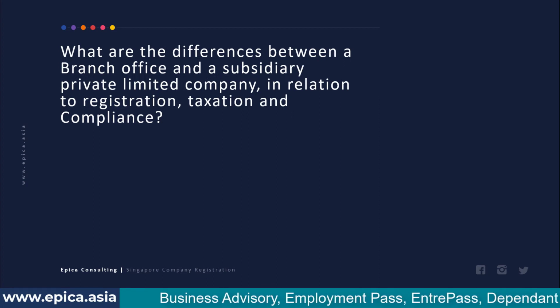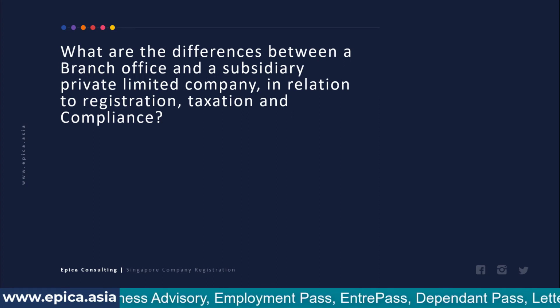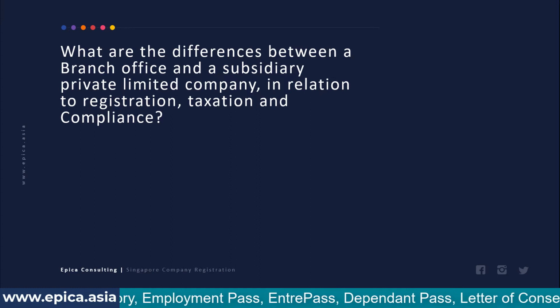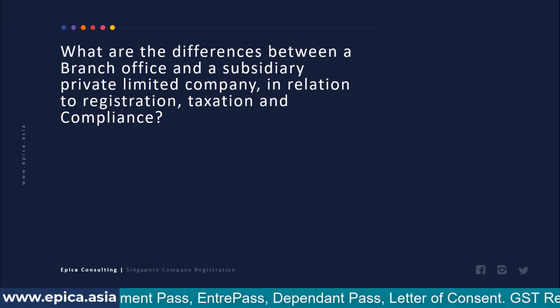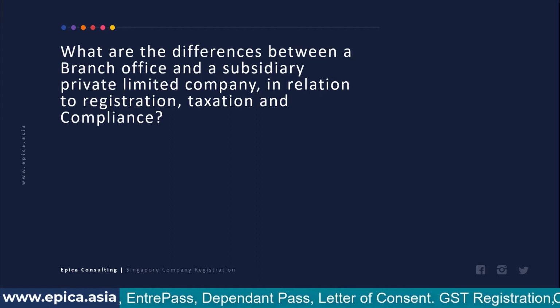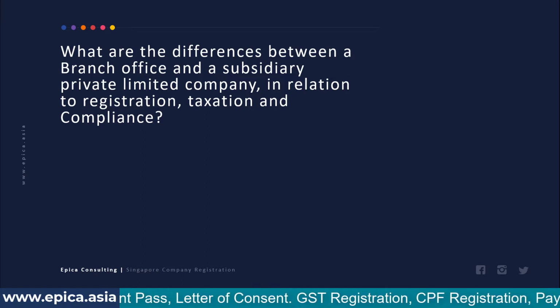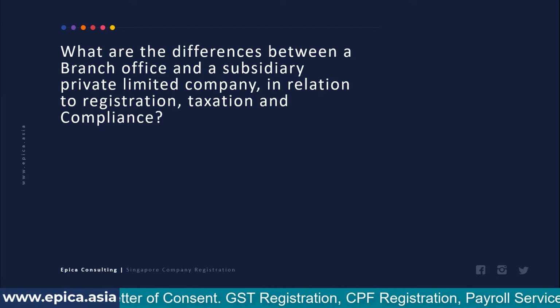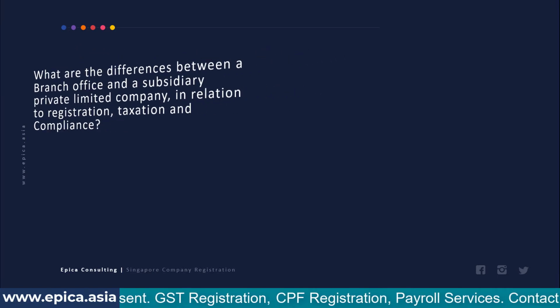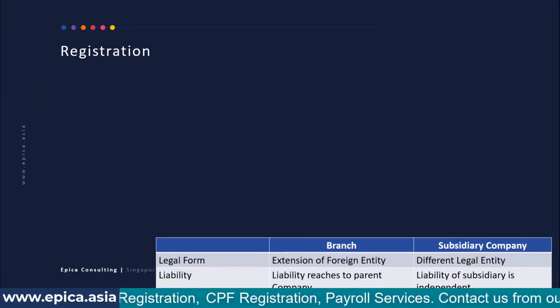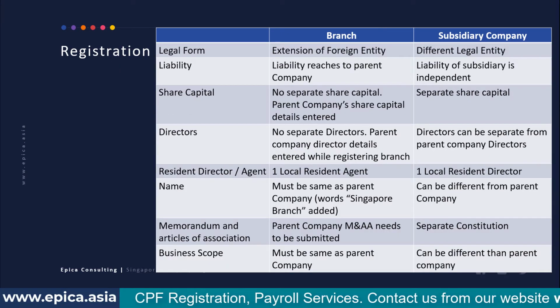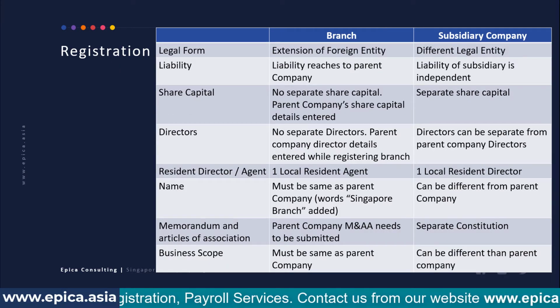So now, having understood the difference between a branch and a subsidiary at a conceptual level, let's understand these differences at a more granular level. Here we will see how a branch differs from a subsidiary private limited company in relation to formation, taxation and compliance matters. Here I present you a table which will explain all these aspects.